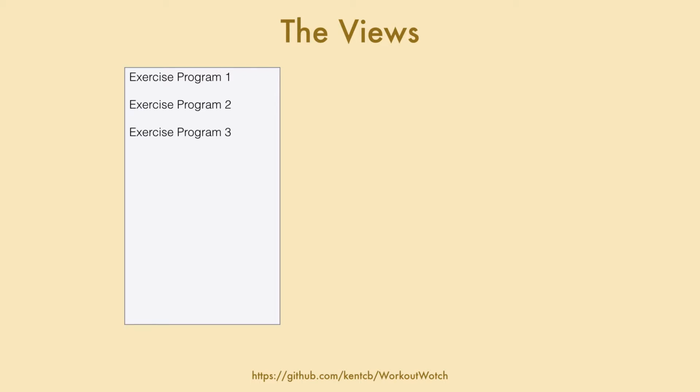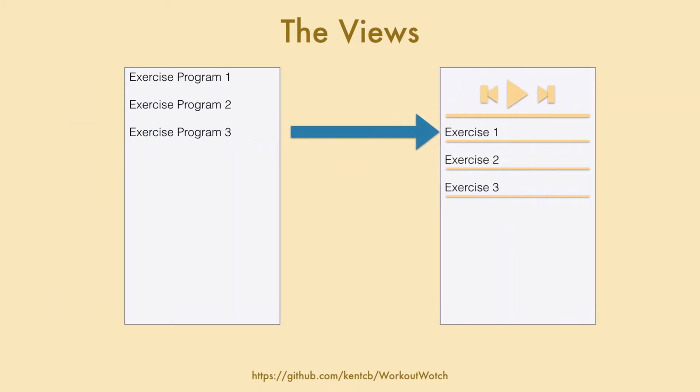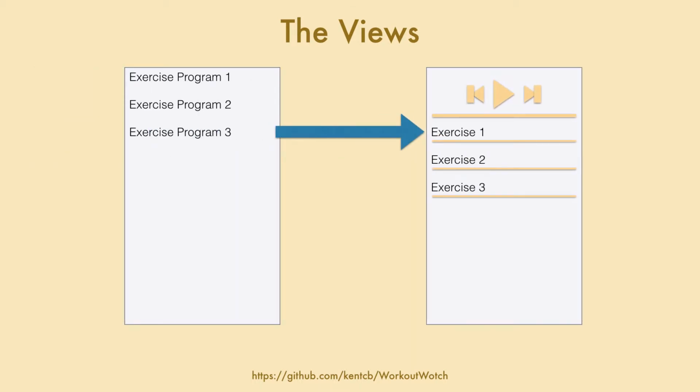Now, when the user touches one of these exercise programs, they'll be taken to the second of our views, which is the exercise program view. And this view will allow them to see all the exercises in the exercise program, play the exercise program, pause it, skip through the exercises, etc. And again, I'm not showing everything here, and of course I hope it looks a lot better than this, but this just gives you the general idea of what we're shooting for in terms of our views.